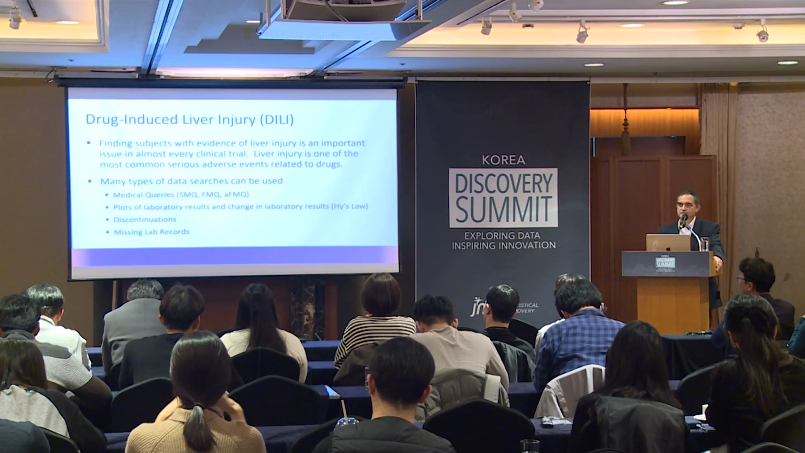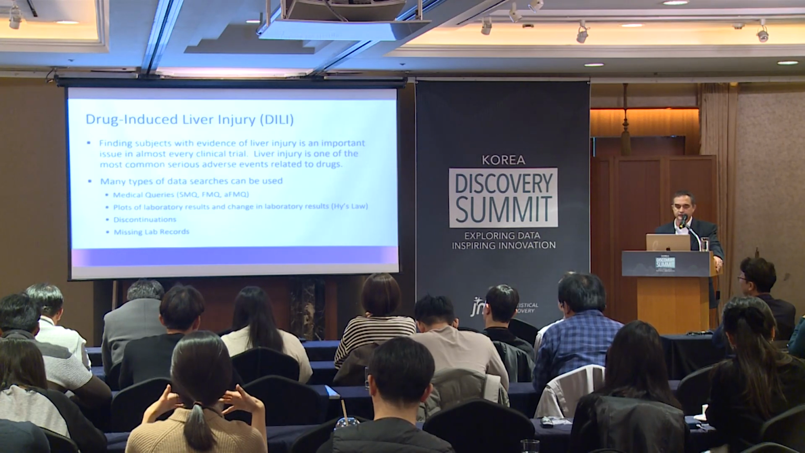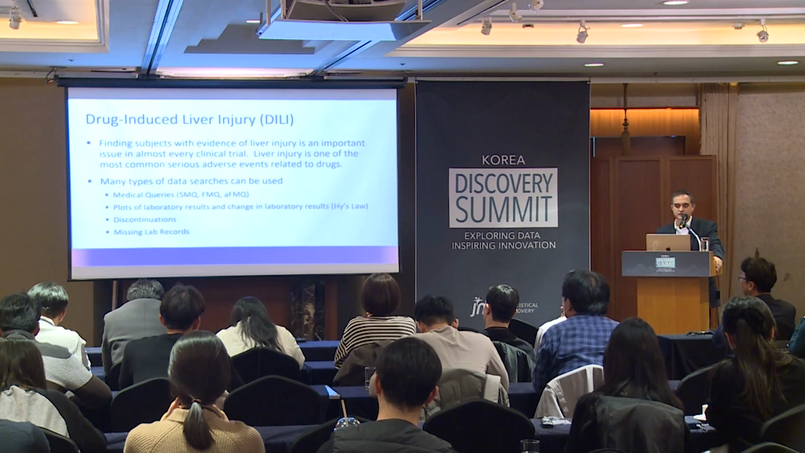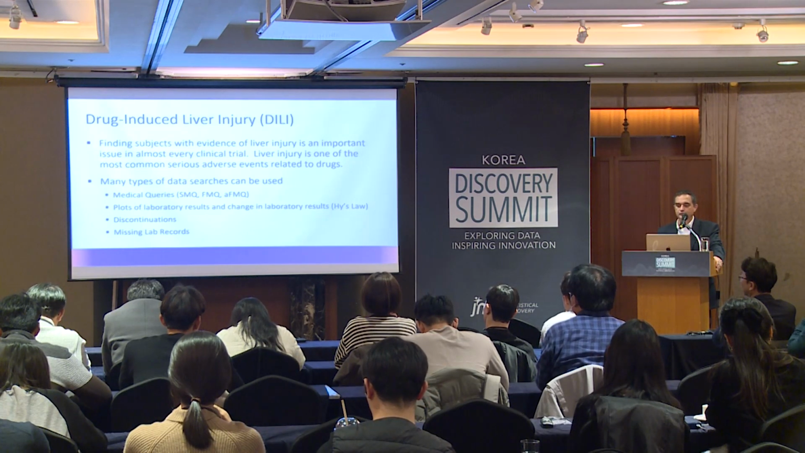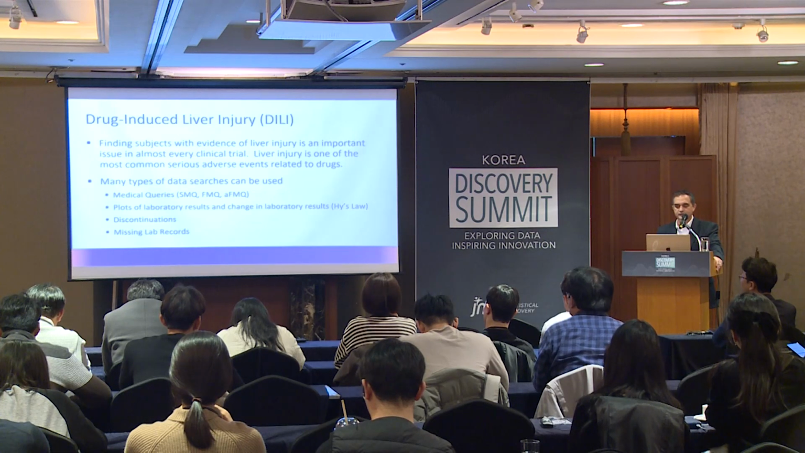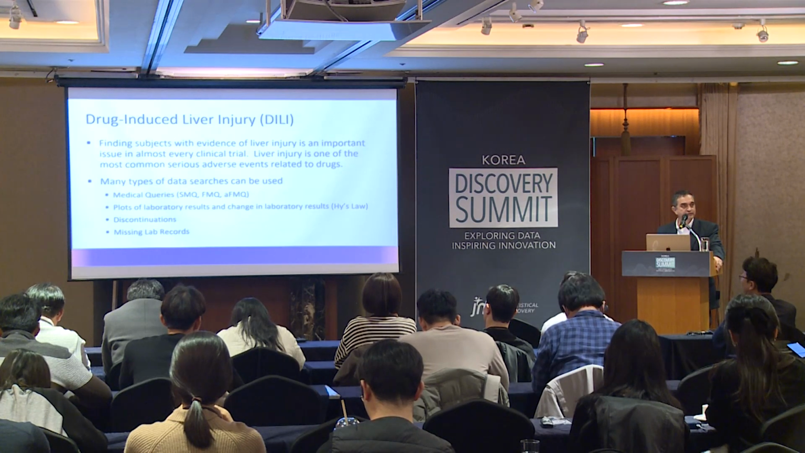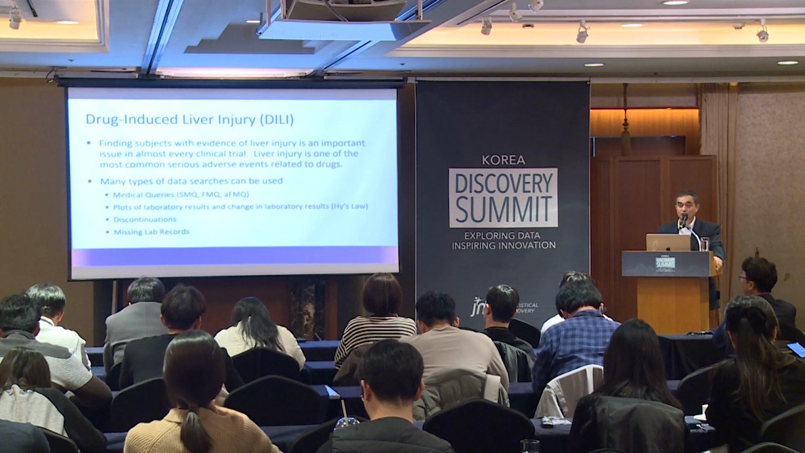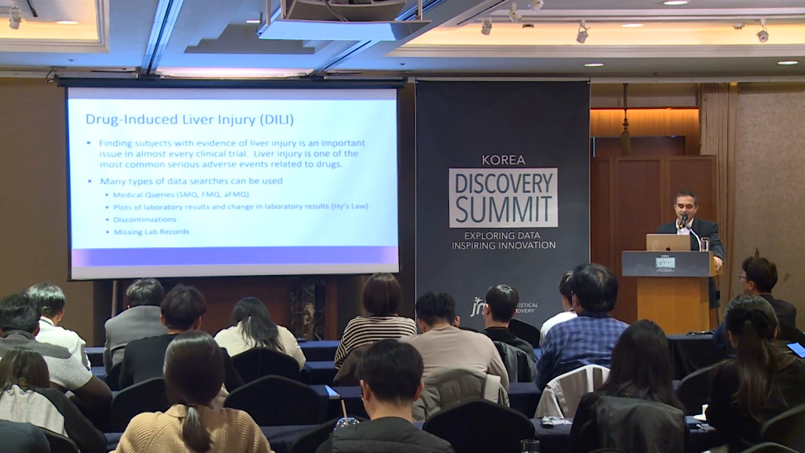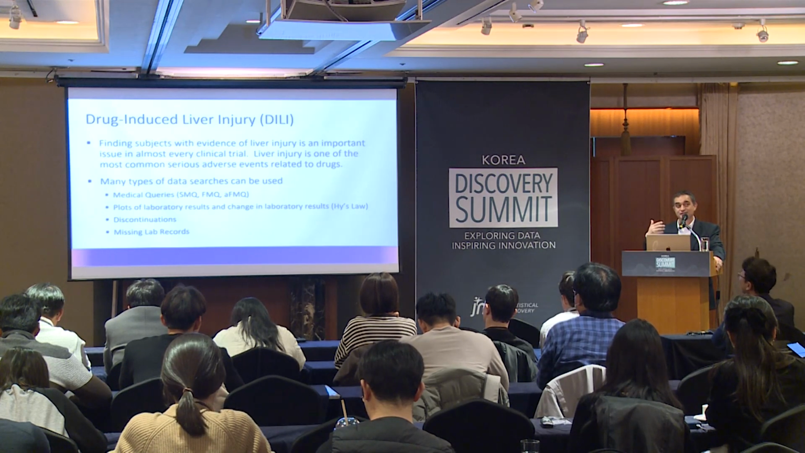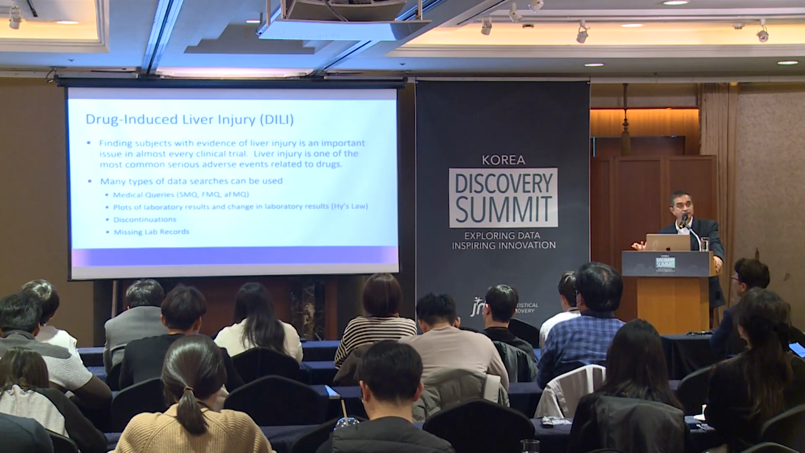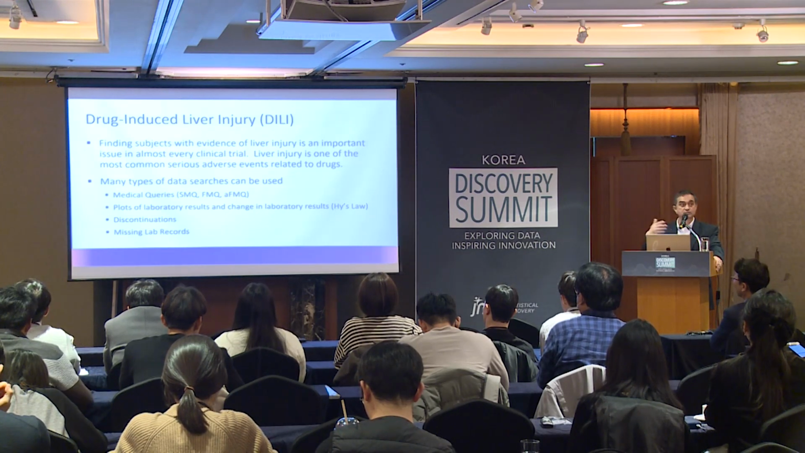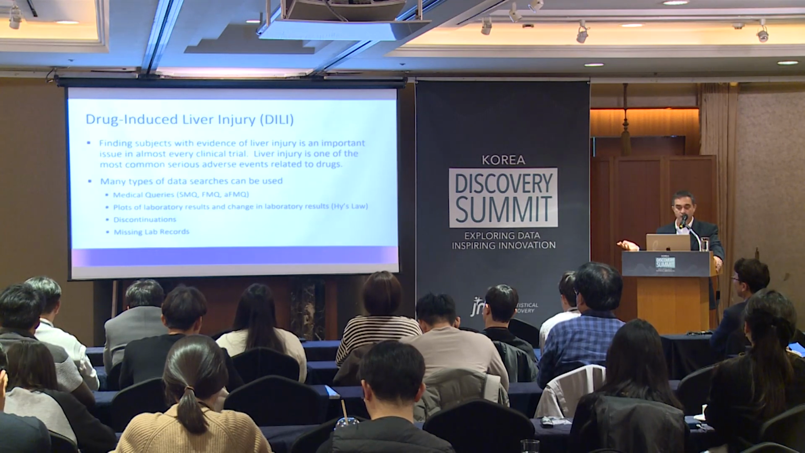The last thing I'm going to talk about in terms of new trends in clinical trial analysis is the analysis of drug-induced liver injury. So finding subjects with evidence of liver injury is an important issue in almost every clinical trial. Liver injury is one of the most common serious adverse events that can happen when you take a drug. Many types of data searches on the clinical trial data can be done to find evidence of liver injury. That includes those medical queries that I described before.